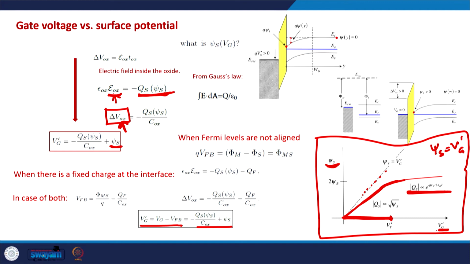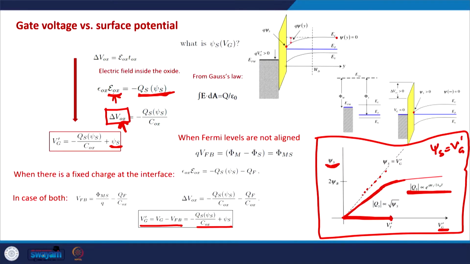In the beginning of this lecture, we have seen a relationship between Qs and psi s. Here we have seen a relationship between psi s and Vg prime, and Vg prime is related to Vg by this relationship: Vg prime is Vg minus Vfb. So essentially the same kind of relationship will be there between psi s and Vg. Before inversion and after inversion, this change is noticeable, and this needs to be kept in mind while understanding the surface potential in semiconductors.